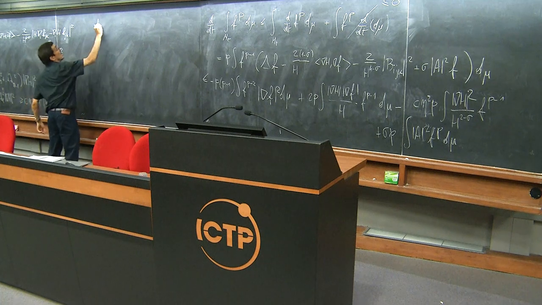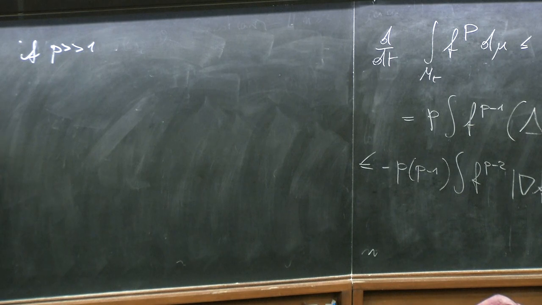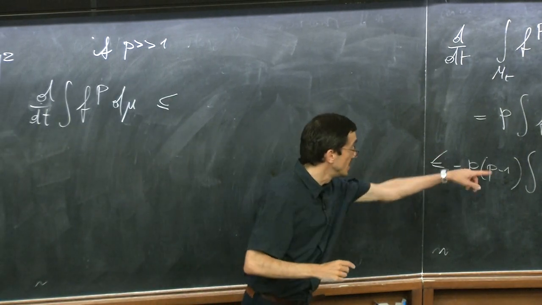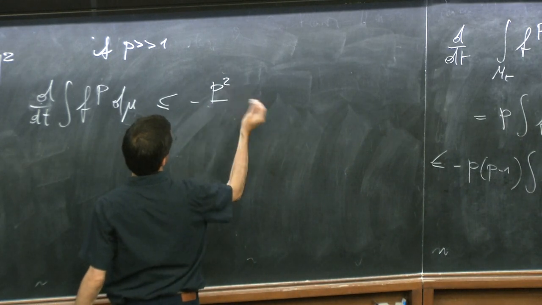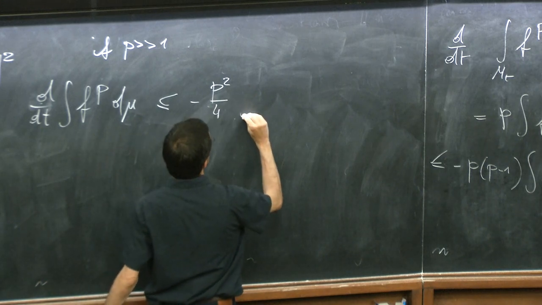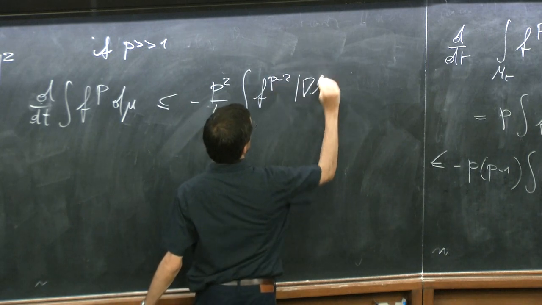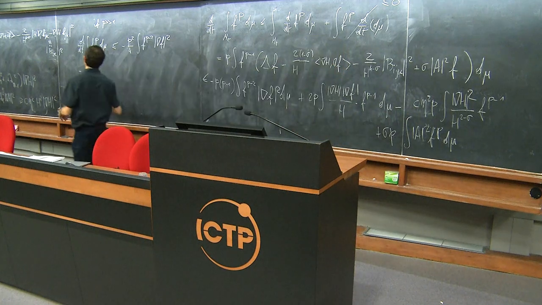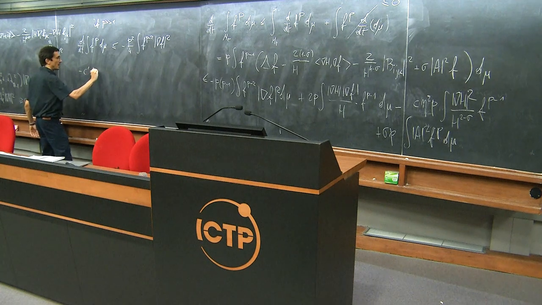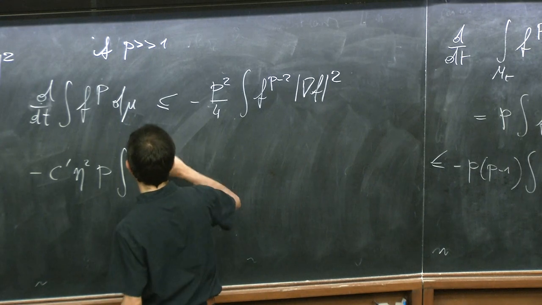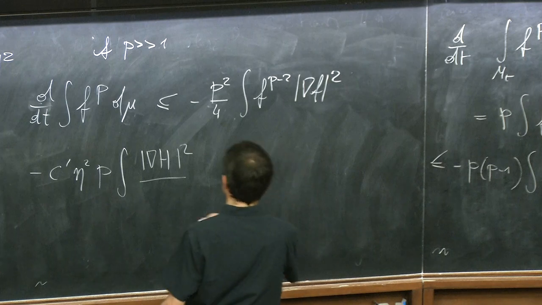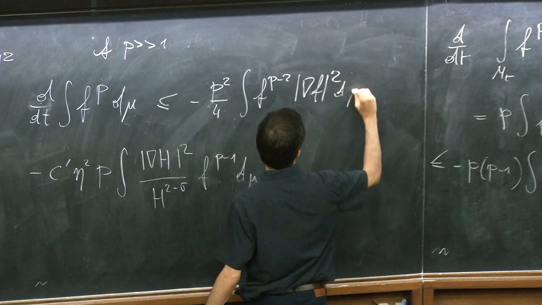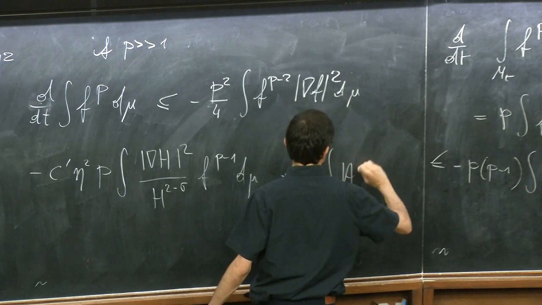So I claim that if p is large enough, the whole thing, d over dt of the integral of f to the p, is less than or equal to two good gradient terms. Let me write them like p square over 4, to be sure, f^(p-2) gradient f square, minus some other constant C prime eta square p, gradient H square over H to the 2 minus sigma, f^(2p-1), plus this bad reaction term here.